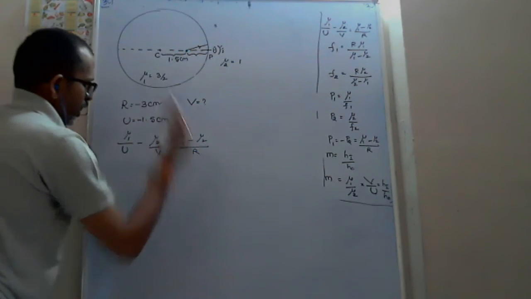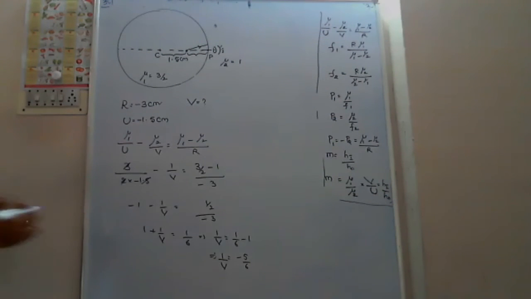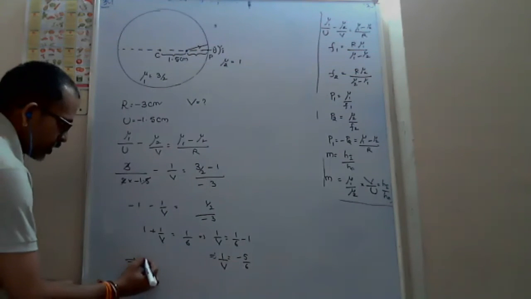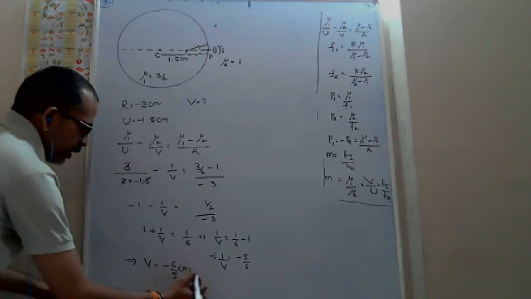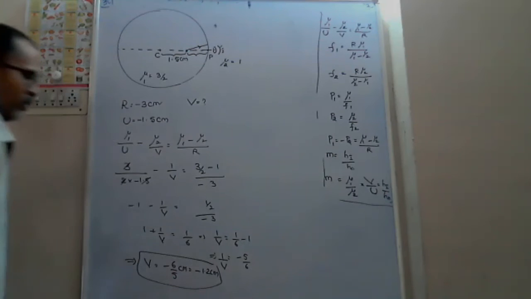mu1 minus mu2 by R. Okay, I want where the bubble will appear. V equals how much? After substituting all the values, you got V equals minus 6 by 5, which means minus 1.2 centimeters.